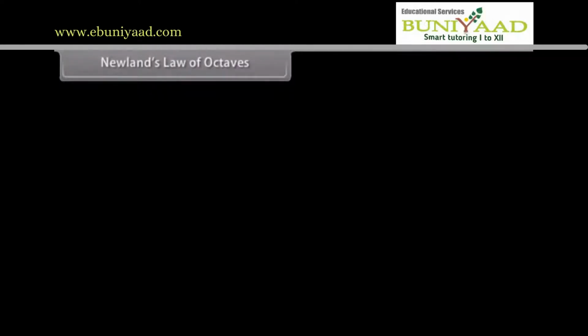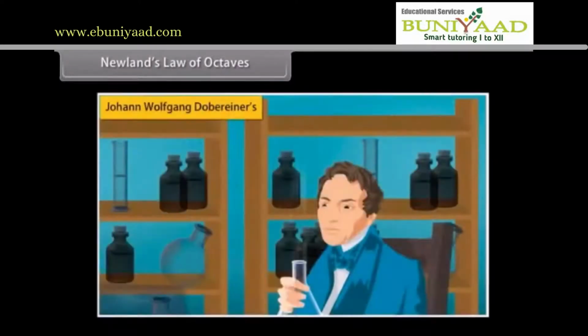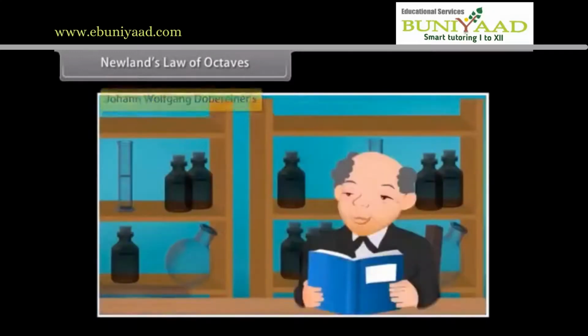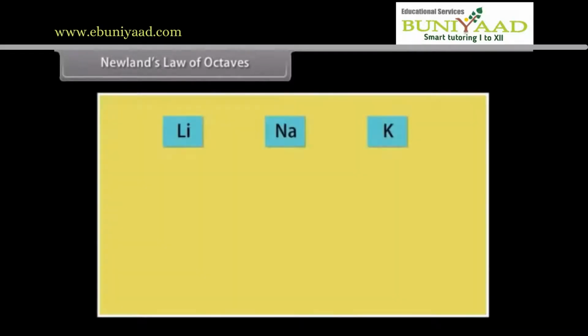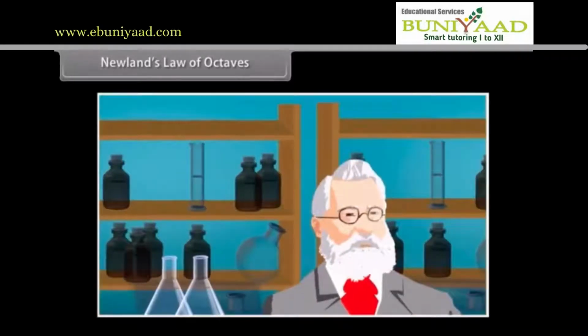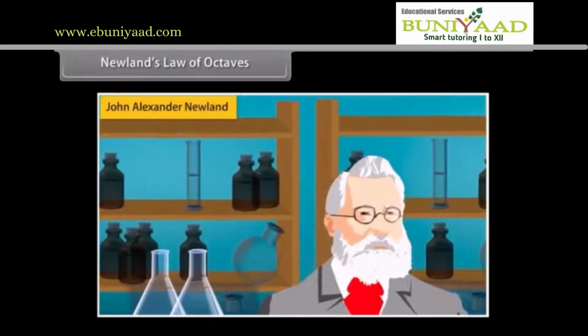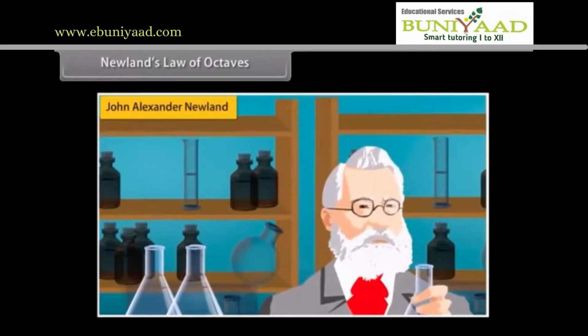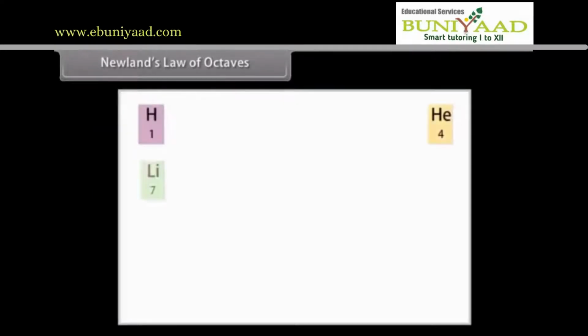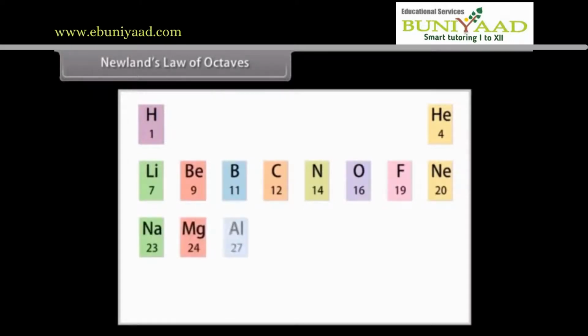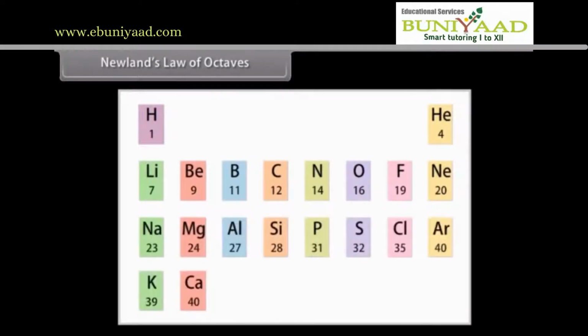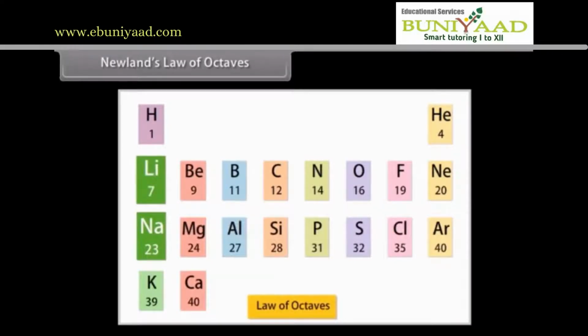Newland's Law of Octaves. Dobereiner's research simultaneously encouraged other scientists to start classifying elements. The triads were not useful as they could classify only 3 elements at a time. In 1864, John Alexander Newland, an English chemist, discovered that when elements are arranged in the increasing order of their atomic masses, atomic weight, every 8th element had properties similar to the first element. This is called the law of octaves.